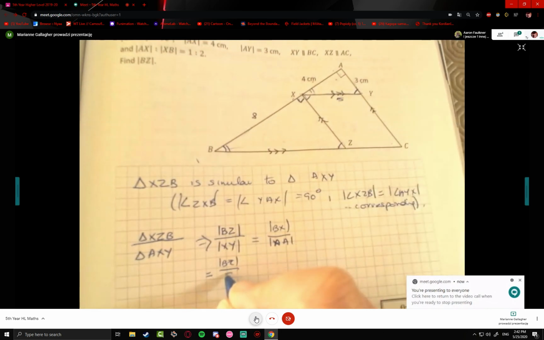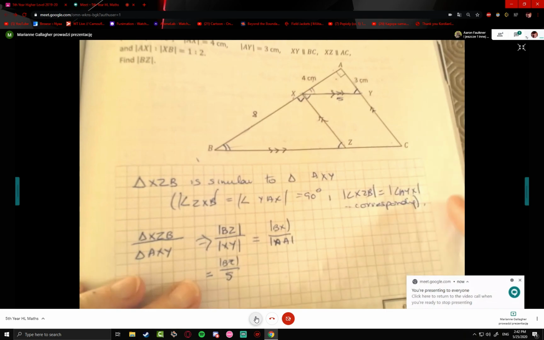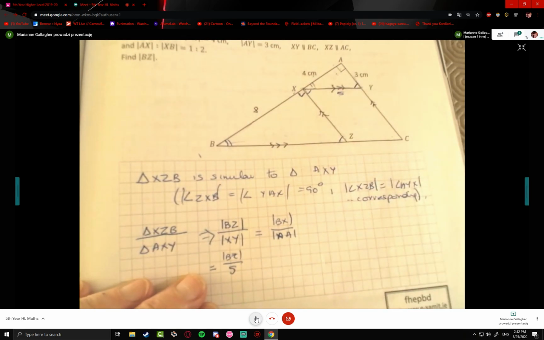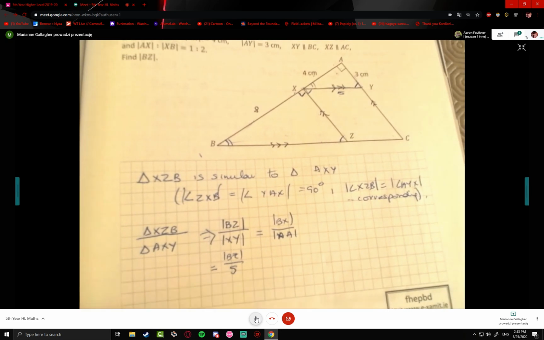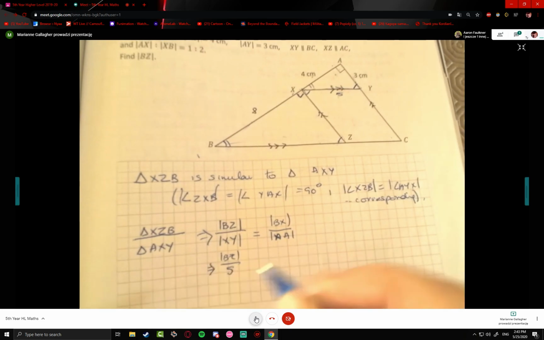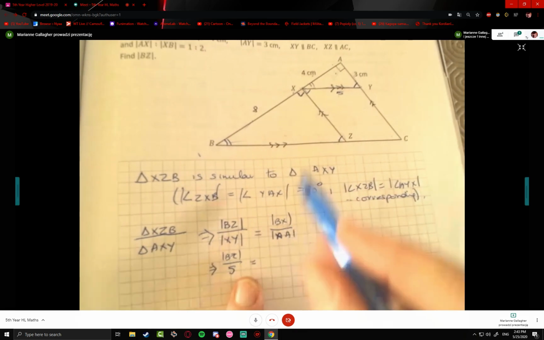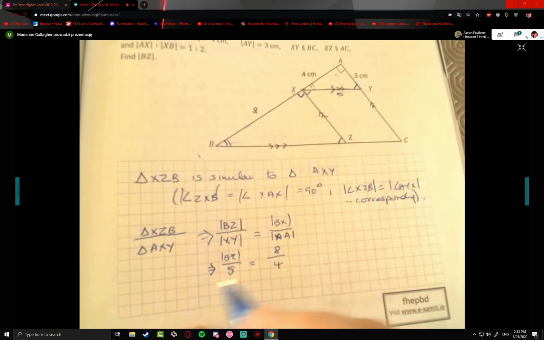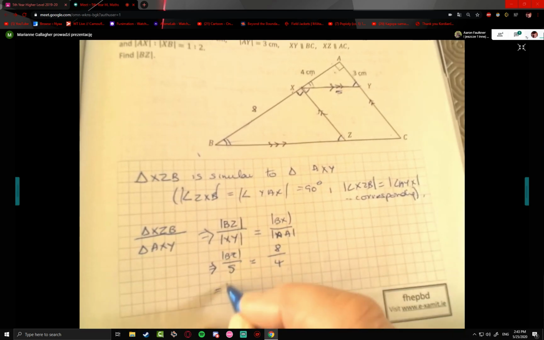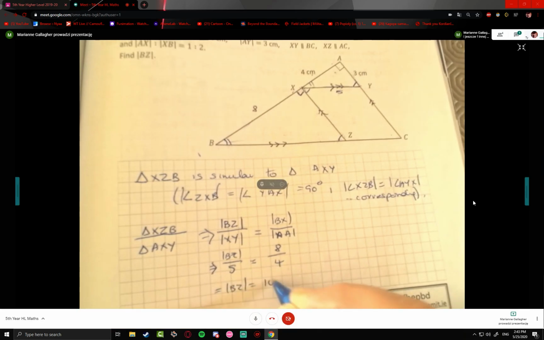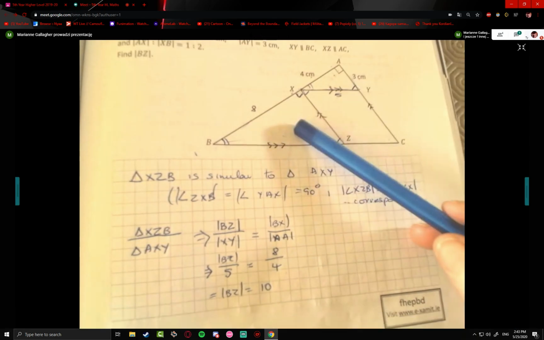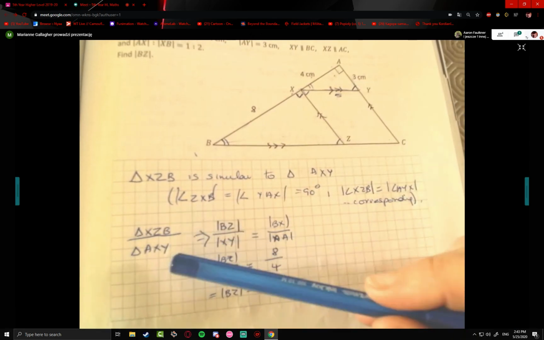Okay, so in a higher level maths exam, the more things like that you know, the more time you're saving, because you have to spend a lot of time figuring things out and thinking. So the more stuff you know off the top of your head, the more time you have to figure the important stuff out. Now BX is 8 and XA is 4 and 8 over 4 is 2, so BZ is equal to 10.